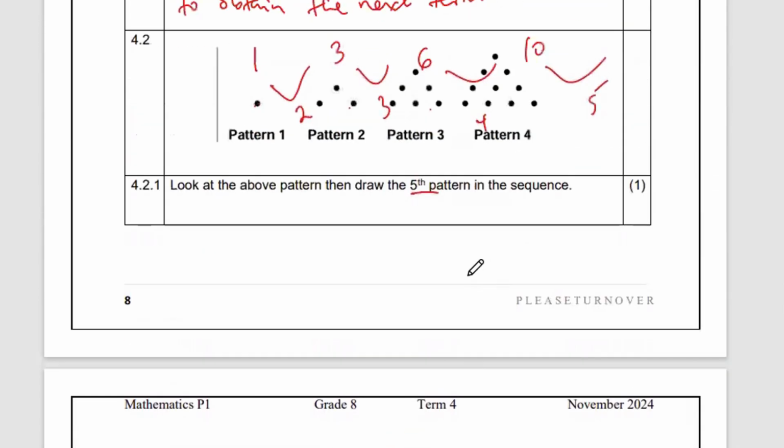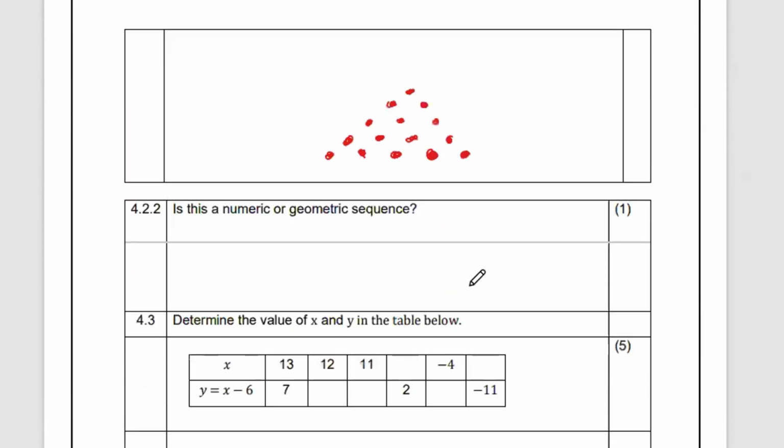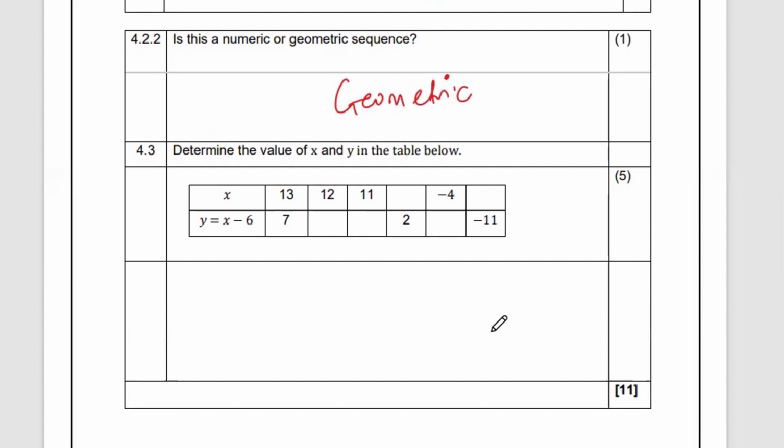So is this a numeric or a geometric? So since these dots are not representing numbers, we can call them geometric. Okay, remember numeric is numbers or a number pattern. That is numeric. Geometric, you're using shapes to represent that at grade 8 level.